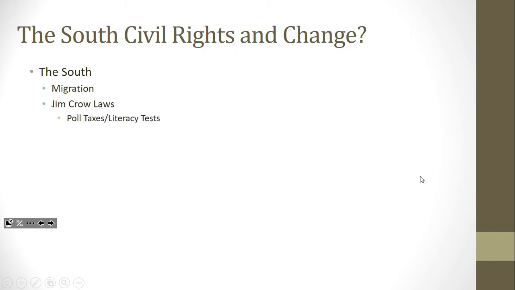We also get the disenfranchisement of African Americans through poll taxes and literacy tests. Of course, as we remember from last unit, the 15th Amendment enshrines the right to vote for all people, and so for all eligible voters, and so theoretically African Americans should have the right to vote, but by passing poll taxes, African Americans were disenfranchised. Poll taxes are a tax that you have to pay in order to vote.